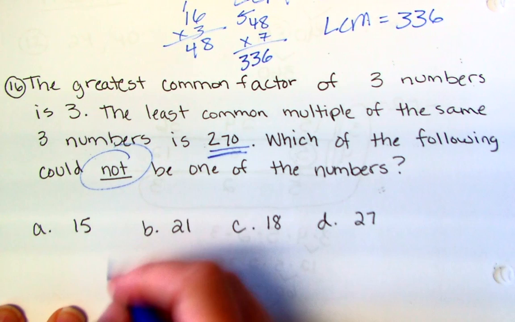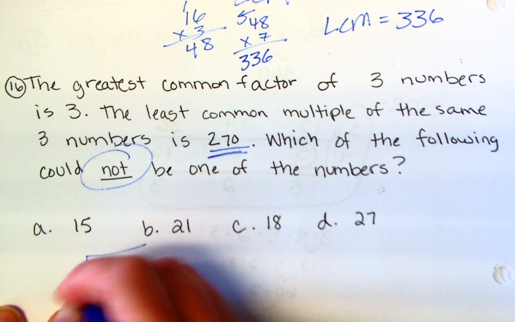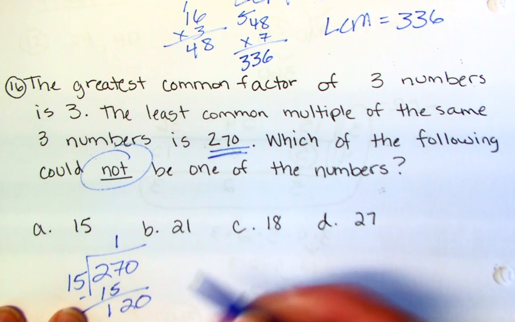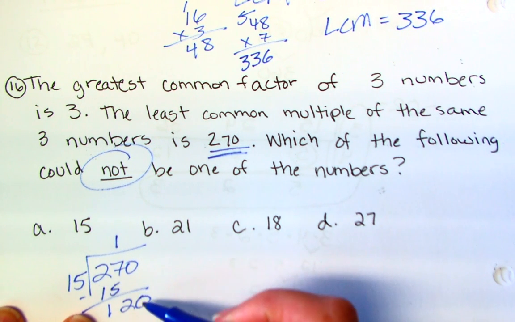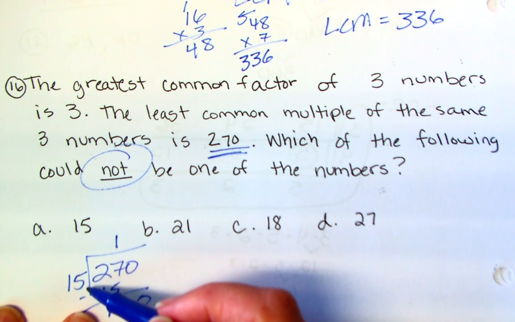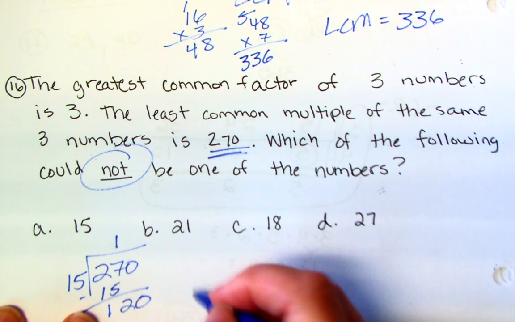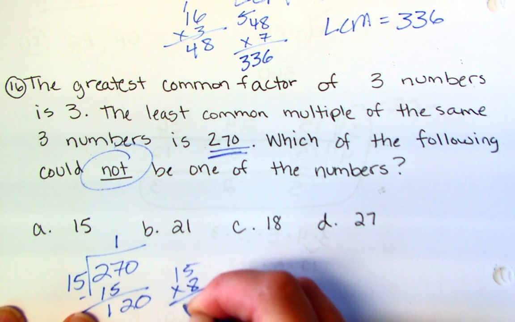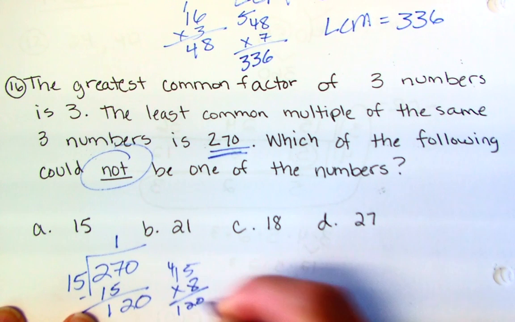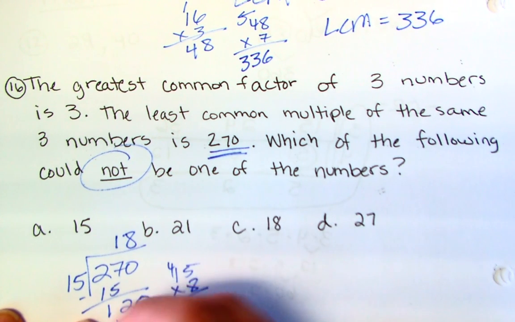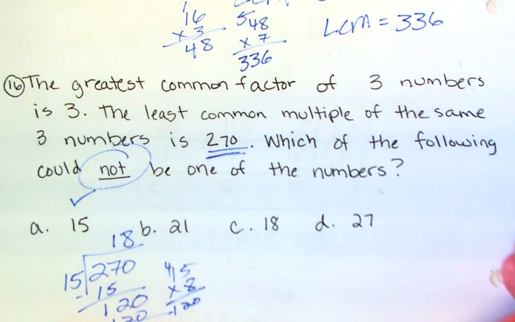So I'm going to go ahead and do 15. So 270 divided by 15. So that goes in once. Okay. And then again, if you don't see that right off the bat, you're going to want to just guess. So we'll say 10 would be too high. 9. Let's try 8. 8 times 15 gives you 120. Good. So this one works. That one has to be one of the numbers.